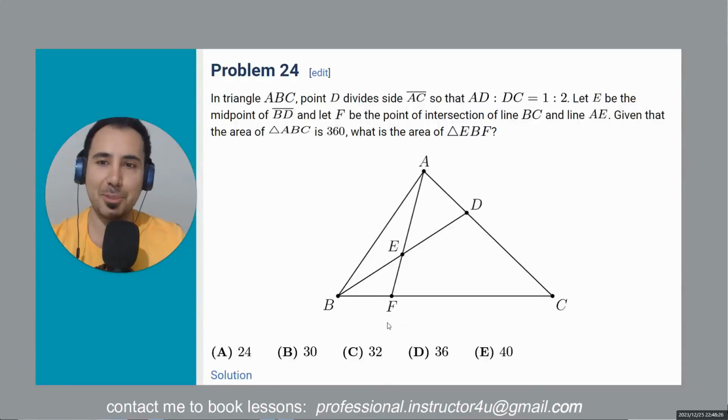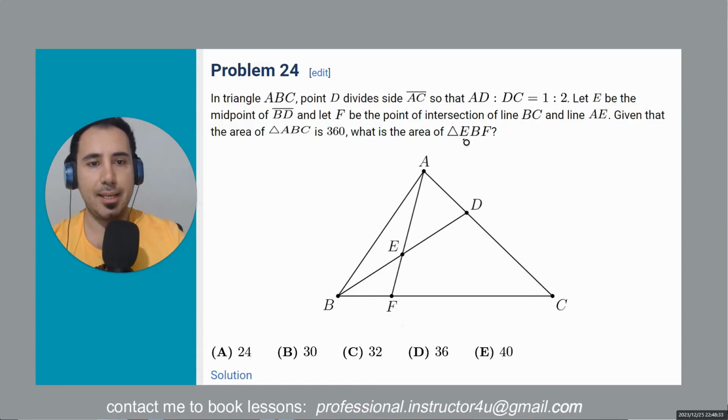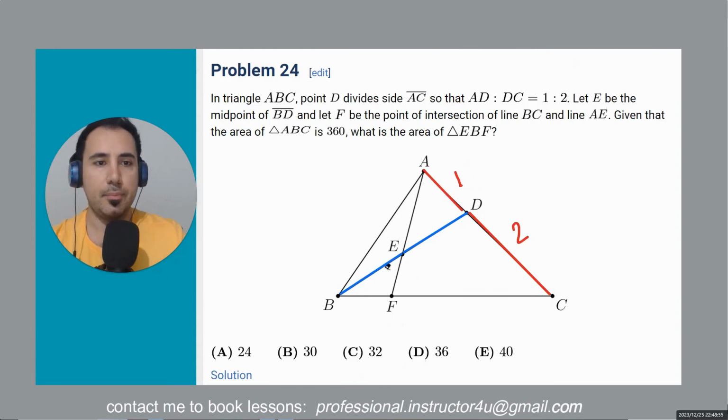Okay, now let's read problem 24. We're ready. In triangle ABC, point D divides side AC so that AD to DC is 1 over 2. If this is 1 unit, this is 2 times that. Let E be the midpoint of BD. So that means this line is equal to this line. This and this are equal. Okay, nice. And let F be the point of intersection of line BC and line AE.